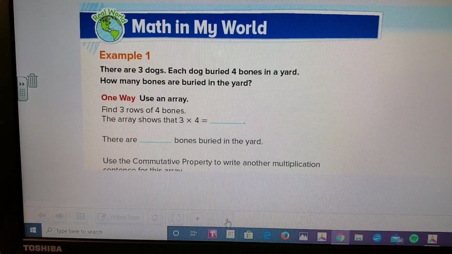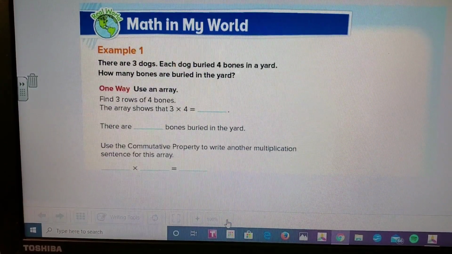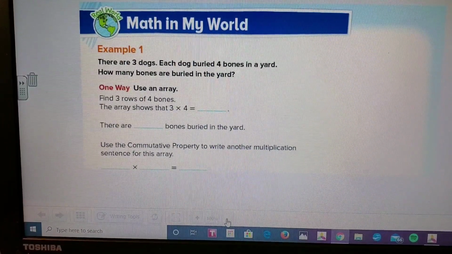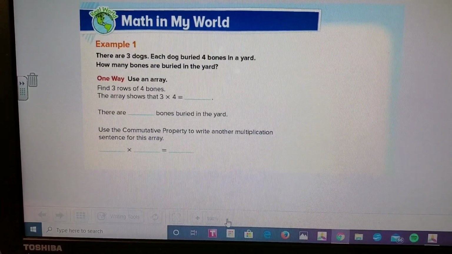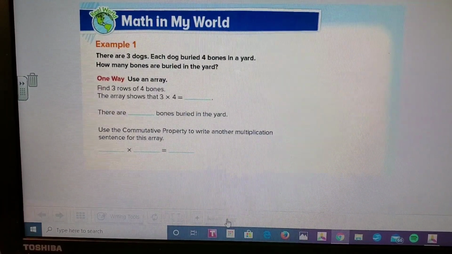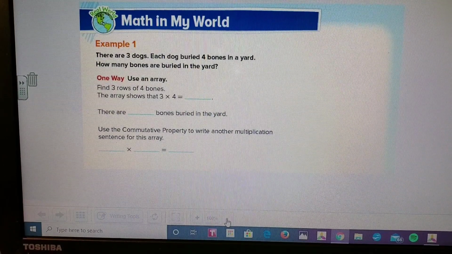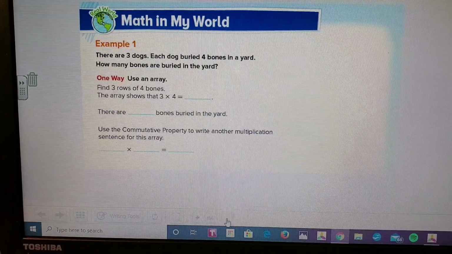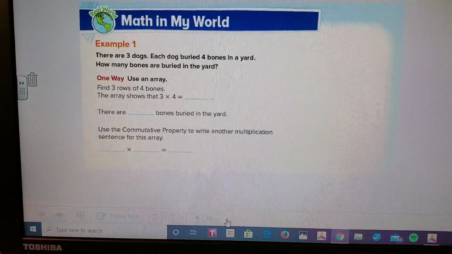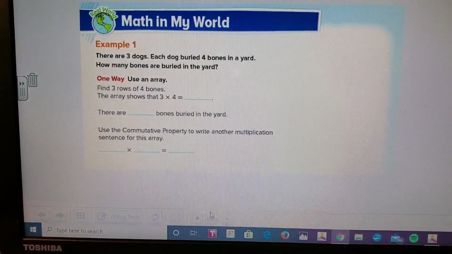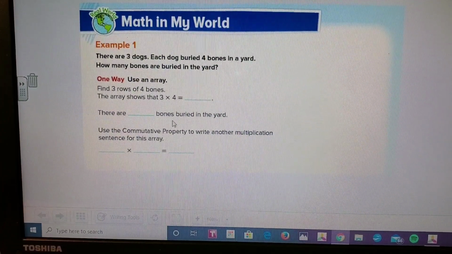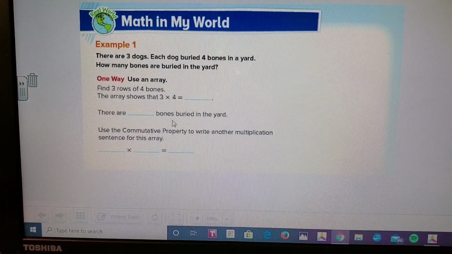There are 3 dogs. Each dog buried 4 bones in a yard. How many bones are buried in the yard? One way, use an array. Find 3 rows of 4 bones. The array shows that 3 times 4, it's the array that they had on the previous slide, would be 12 bones. There are 12 bones buried in the yard.